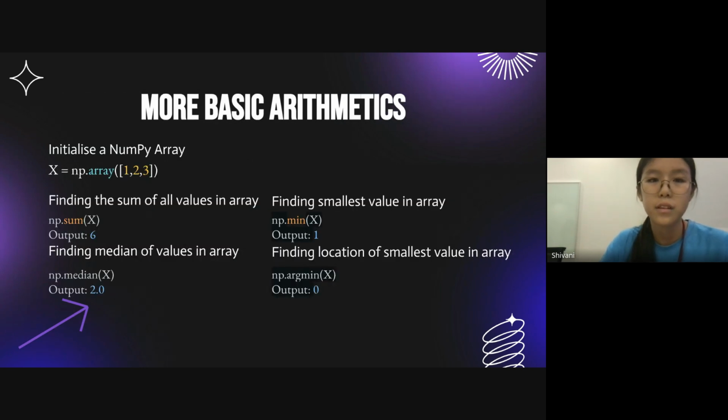We also have some more basic arithmetic operators. Dot sum will mean you sum up all the items within your NumPy array, which in this case 1 plus 2 plus 3 will give you 6. The dot median will give you the middle value within this NumPy array, which in this case will be 2. If we want to find the smallest value in the array, a faster way to do it would be to use dot min and the NumPy array name. And if we also want to find the location of where this minimum value is, we can use dot argmin, and our output will be 0.